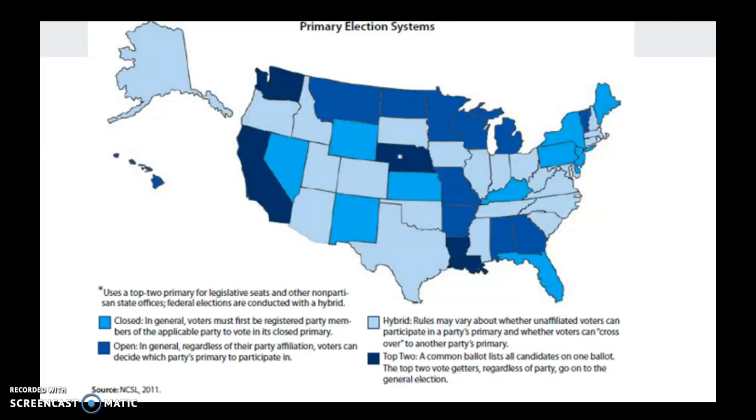On the flip side of that, we have open primaries. In an open primary, anyone can vote regardless of their party affiliation, but you can only vote in one party's primary. So you can't vote in both the Democratic and Republican primary. You have to choose one. One concern with open primaries is that there might be crossover voting. So voters from one party can vote in the other party's primary to try to affect the outcome.